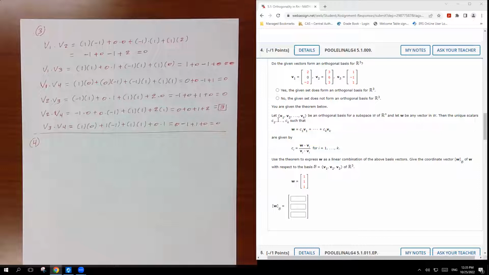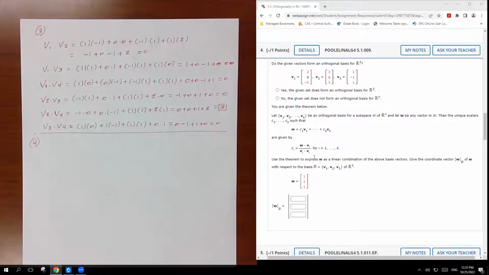Here's the theorem. Let V1, V2, up to Vk be an orthogonal basis for the subspace W in Rn. So we have a subspace W in Rn. And let W, be careful, this W is different than the subspace, be any vector in the subspace. Then there are unique scalars C1, C2, up to Ck such that W, which is a vector in the subspace, is a linear combination of these vectors.